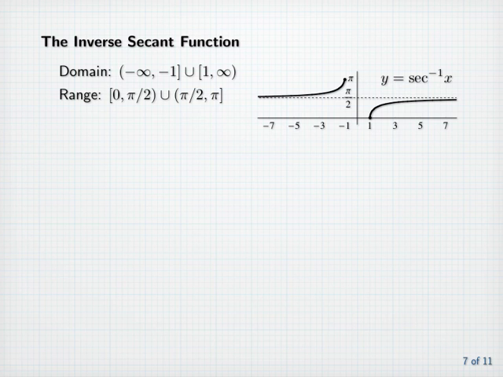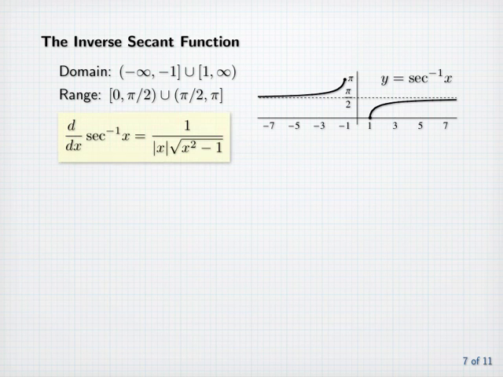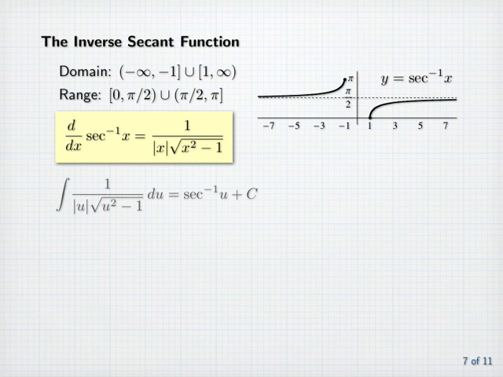We will skip the details here for brevity, but it turns out that the derivative of inverse secant of x is equal to 1 over the absolute value of x times the square root of x squared minus 1. Notice that this is undefined when x is in the open interval minus 1 to 1, as it should be, because the inverse secant function is undefined there as well. The companion integration formula says that the indefinite integral of 1 over the absolute value of u times the square root of u squared minus 1 du is equal to inverse secant of u plus c.